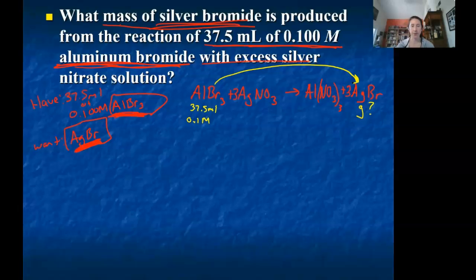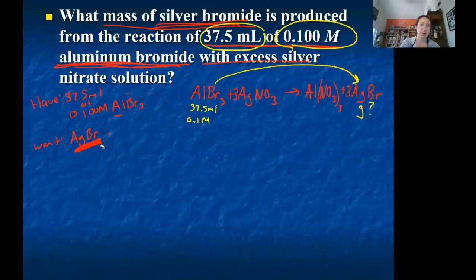Now, these questions are almost exactly what we've done before at this point. And remember, we only have 2 numbers here. We either have 37.5 or we have 0.1 molar. Which one are we going to start with? That's my question for you. Which one of those are we going to start with?